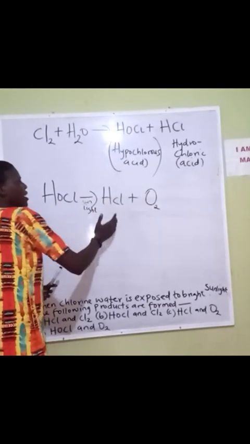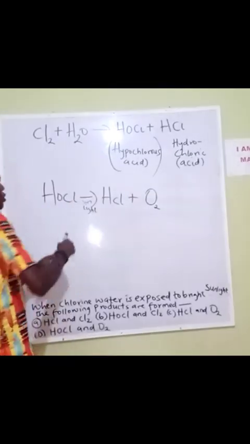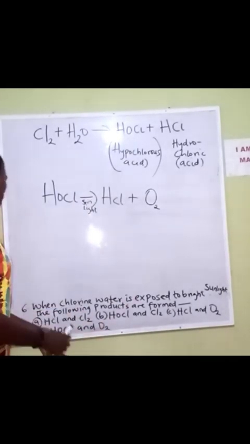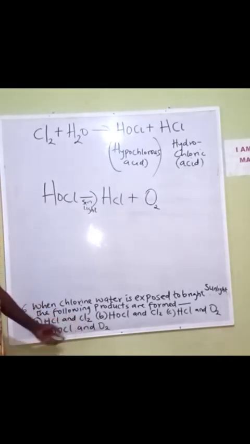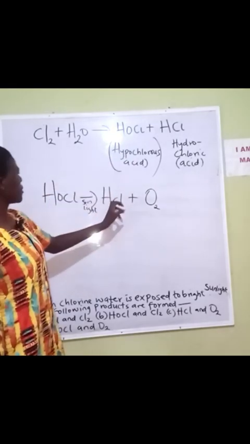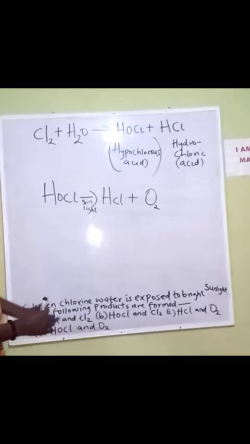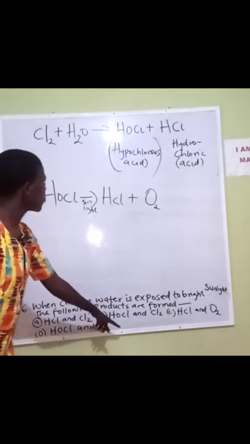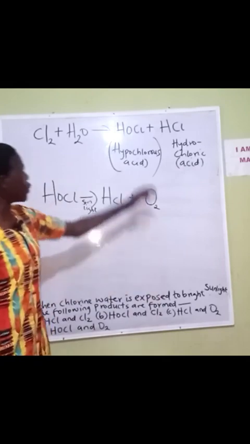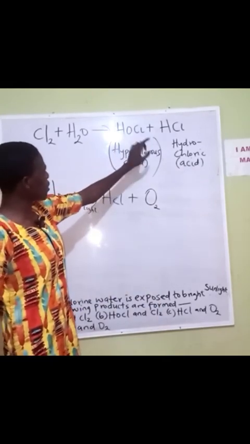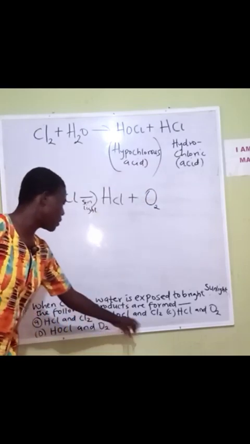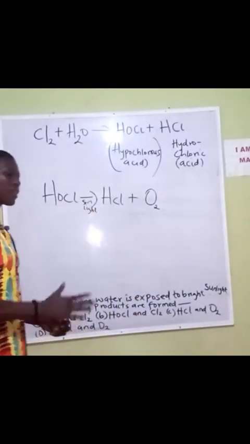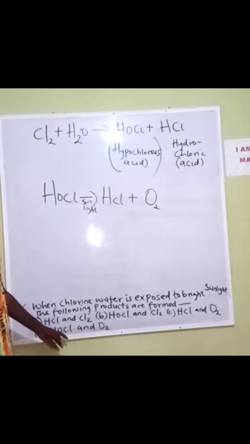So looking at this now, this hypochlorous acid is broken down to what we call hydrochloric acid and oxygen molecule. So this is what the decomposition of chlorine water yields. So A, we have HCl and Cl2 only. No, we check. B, we have HOCl and Cl2. No, even from this option we don't have HOCl and Cl2. So C says we have HCl and O2. D, we have HOCl and O2.